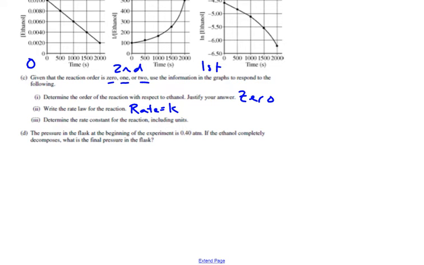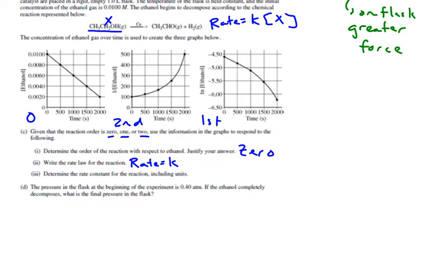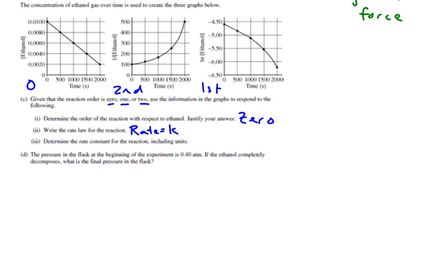Triple I, determine the rate constant for the reaction, including units. What is the rate constant in all these? The slope. So you'd have to find something. So this is zero time, this is 2000, it's rise over run, right? So now in this case, this is a negative, so the zero and the first are negative slope.